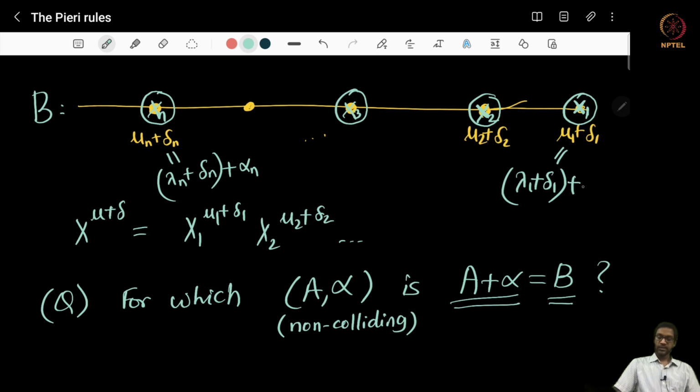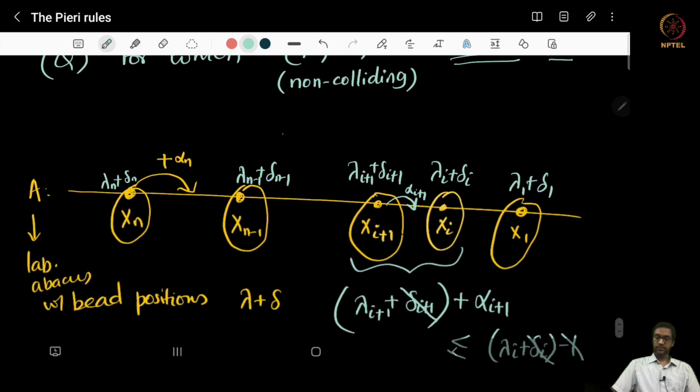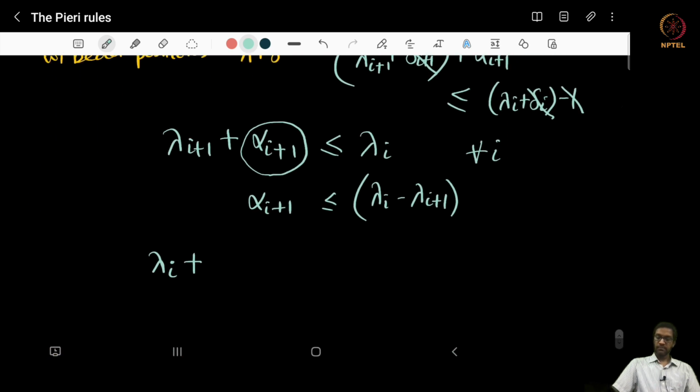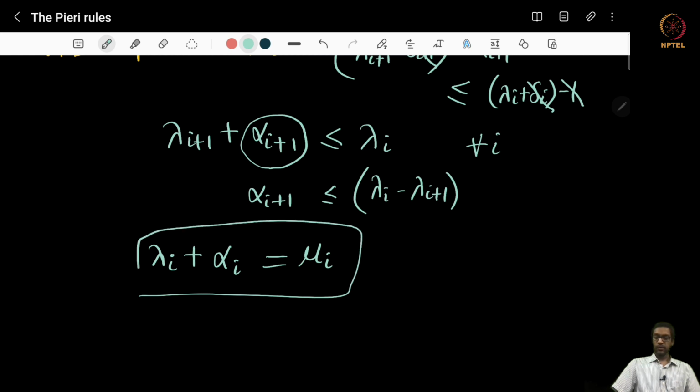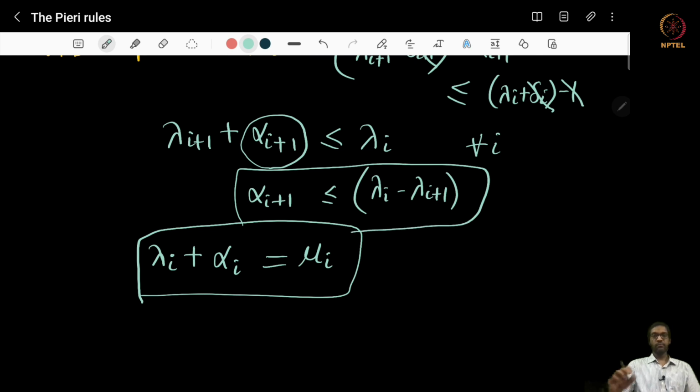So what does this say? This just says that the mu's, if you stare hard at this, the delta cancels throughout. So the mu's are just lambda plus alphas. Observe lambda I plus alpha I is the same as mu I. That's the other thing we know. Now putting these two facts together: each alpha I is bounded by the difference of successive parts of lambda, and lambda I plus alpha I is mu I.